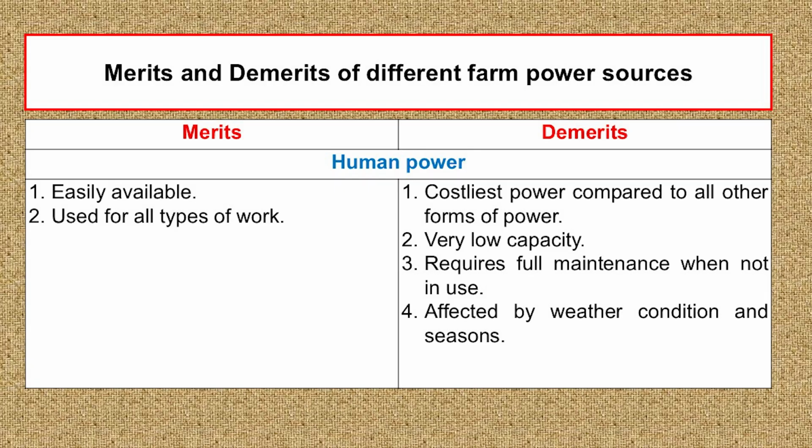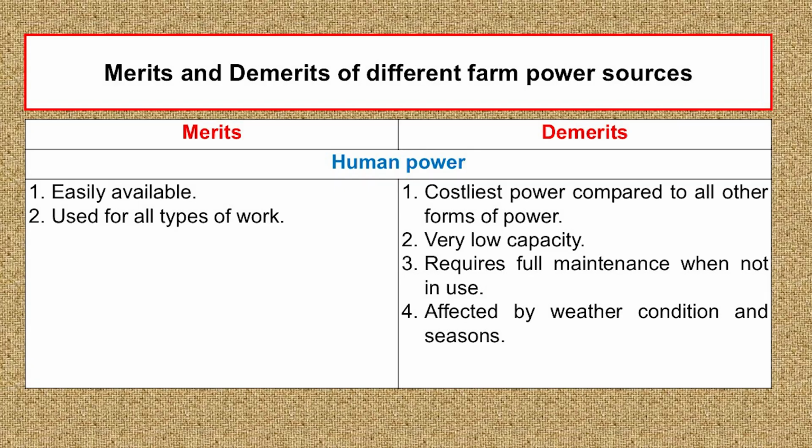What are those merits? The merit is that human power is easily available. In today's scenario it is a contrast. It is very difficult to find human labor, but many people still list it as a merit because we can find them, but taking work from them is difficult. A human can do all kinds of work. You may perform plowing, not by using a plow, but with the help of a spade and other handheld tools. He performs sowing, harvesting, weeding, threshing, spraying, and all other associated activities of agriculture. So that is the merit of human power.